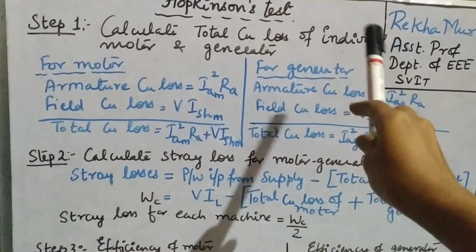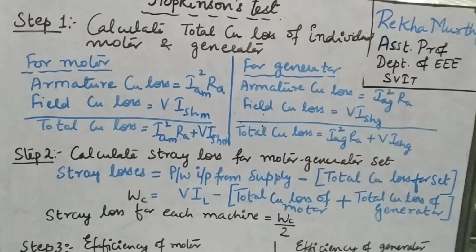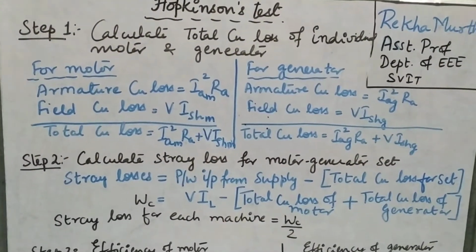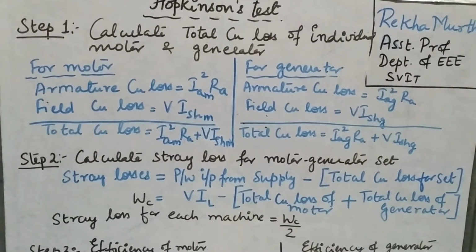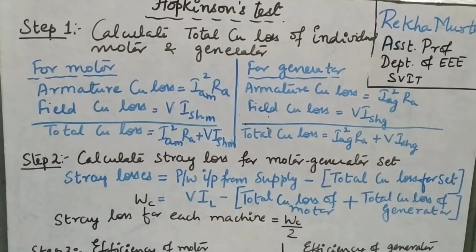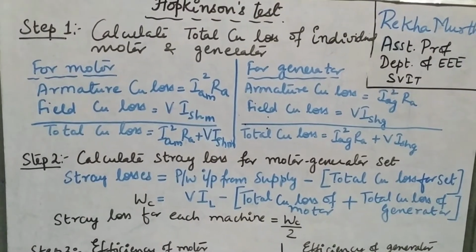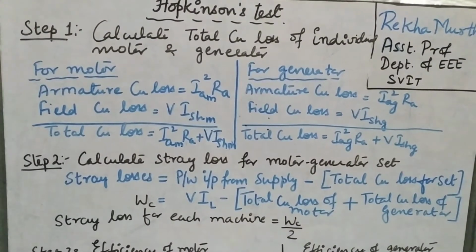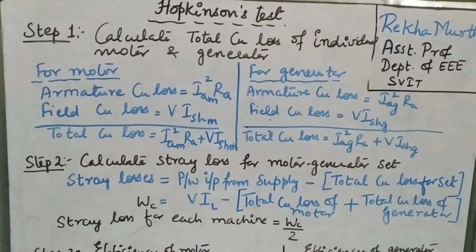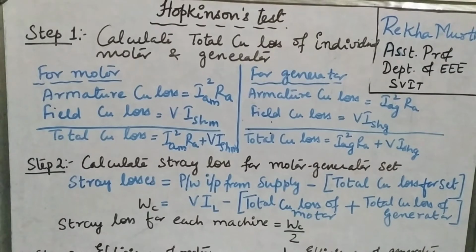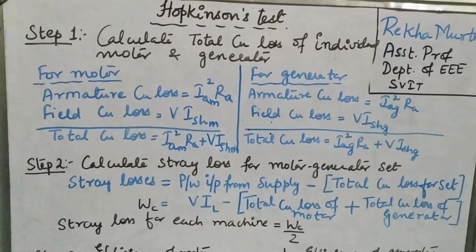total copper loss of the individual motor and generator, because in Hopkinson's test you know that there will be two identical machines. First will be the motor and the next will be the generator. Both of them will be coupled together. Individually, first you have to calculate the copper loss of the motor. So what are the copper losses? They are with respect to the armature and the field winding.